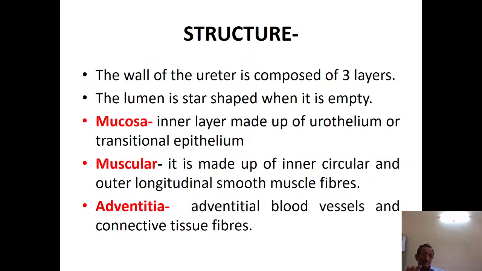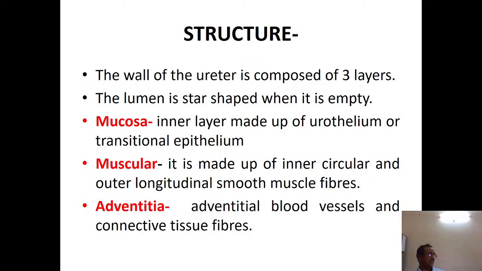That is the specialty of this transitional epithelium or urothelium. Then muscular. So first one is the mucous layer, then the muscular layer, it is inner circular and outer longitudinal smooth muscle layers. Then adventitia, that is the outermost layer, is having blood vessels and connective tissue. So it is having three layers.